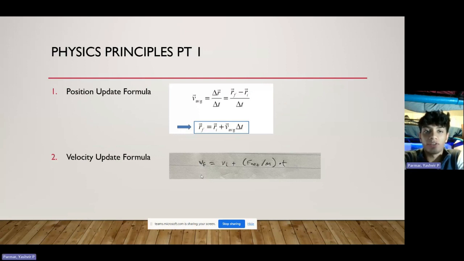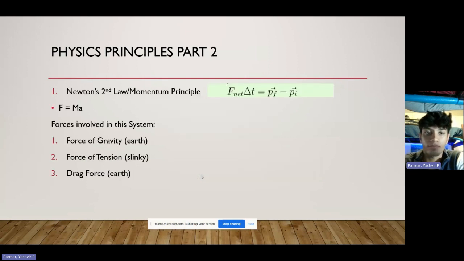So, the physics principles in this lab involve the position update formula, which states that position final equals position initial plus velocity average times time. The velocity update formula, which is that velocity final equals velocity initial plus net force over mass, which is acceleration, times time. And then we have our forces. So Newton's second law or the momentum principle. So F equals ma, or F net delta t equals momentum final minus momentum initial. And the forces involved in the system are the force of gravity, the force of tension, and the drag force. However, the force of tension and the drag force are going to be involved in two separate components here, as you'll see.